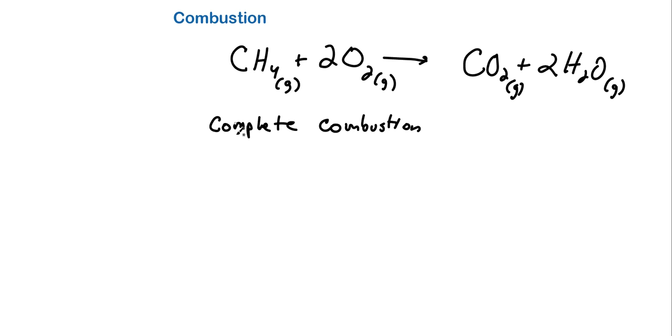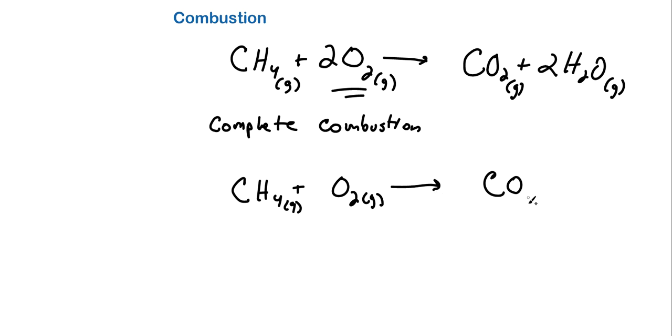So if that's complete combustion, what is incomplete combustion? Incomplete combustion is where you don't have quite enough oxygen. We're not going to balance this because it gets a little more complex than what we have here. But if we take methane and oxygen, both of them gases, and we have not enough oxygen, what'll happen is it'll be short an oxygen on the carbon dioxide, and we'll get carbon monoxide.